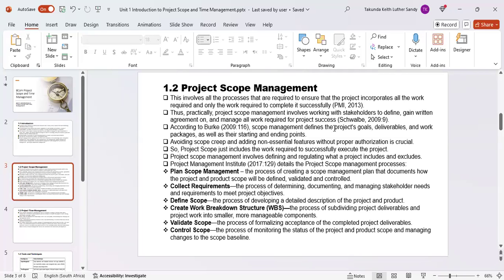And most of the time, that additional work will not be accompanied with, maybe say, the additional budget for them to be done. So that becomes scope creep. So here I'm just now explaining what scope creep is.